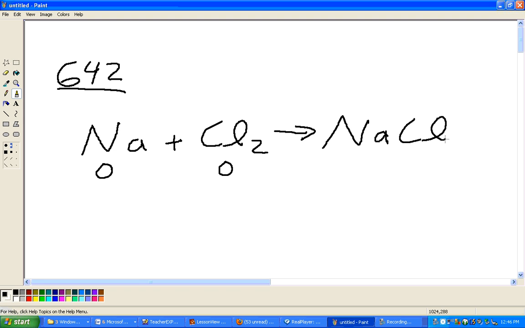Once they're in a compound, they have been playing around with electrons. What charge is on chlorine in a compound? -1. So can everybody get the -1 number? In redox reactions, the charges must balance as well as the number of atoms.